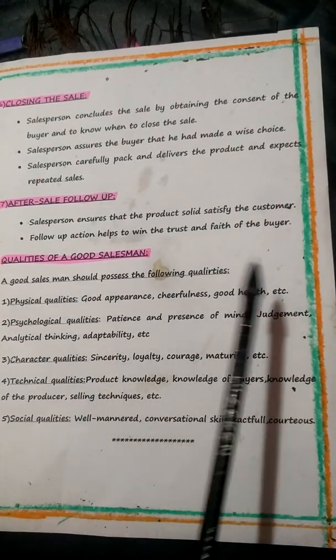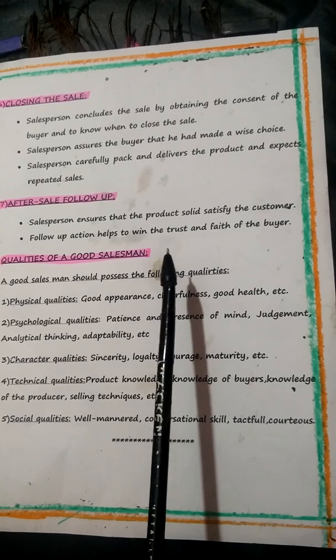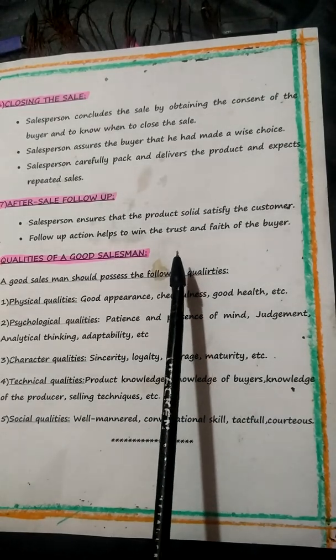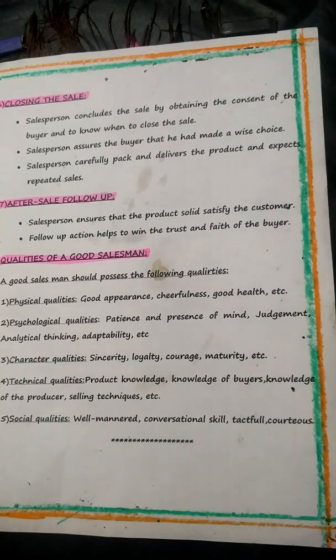All these are important. What are the main qualities, children, under which you can put some points? First main point is physical quality. Second one is psychological. Third one is character. Fourth one is technical. Fifth one is social qualities. Children, with this we end the chapter on marketing.